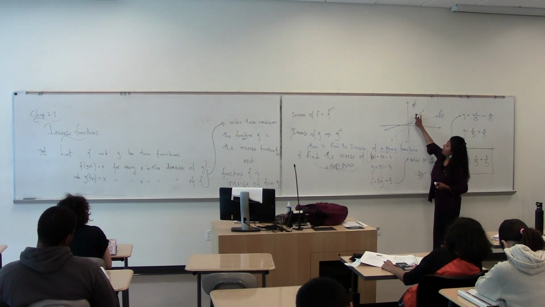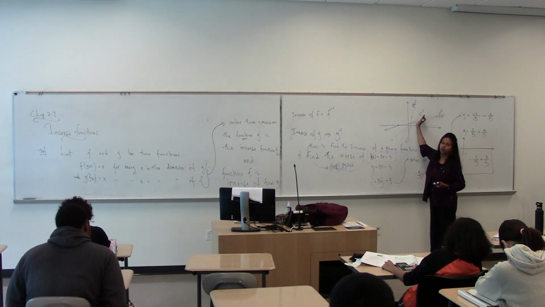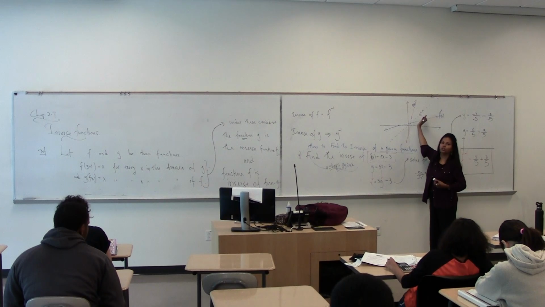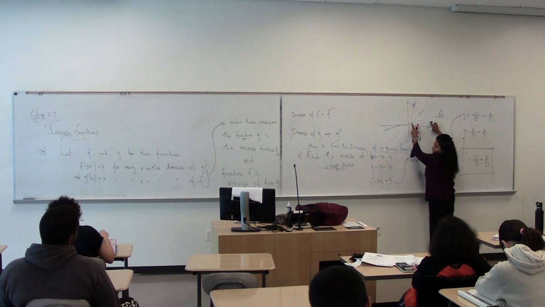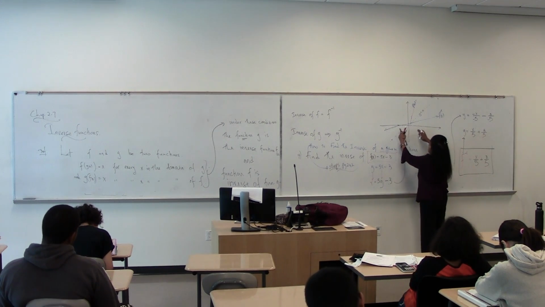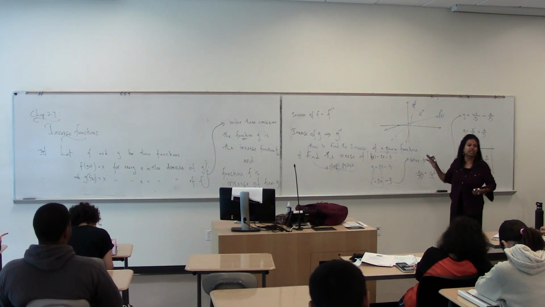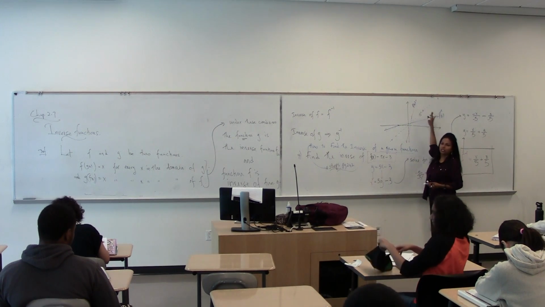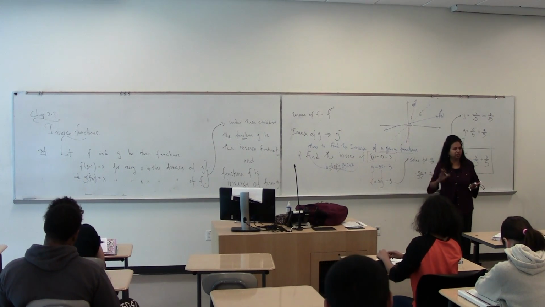So now, the function and the inverse are mirror images of each other. What's the mirror? The y is equal to x line. If you take this part, this is the mirror image of this, and this is the mirror image of this. Each one is the inverse of the other. F inverse is the inverse of f.